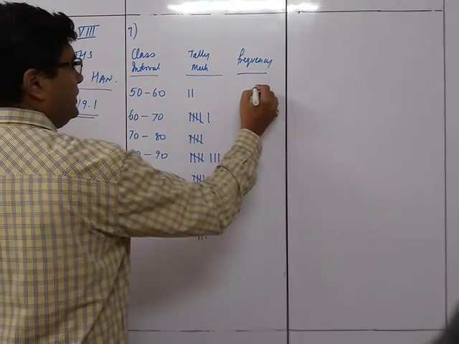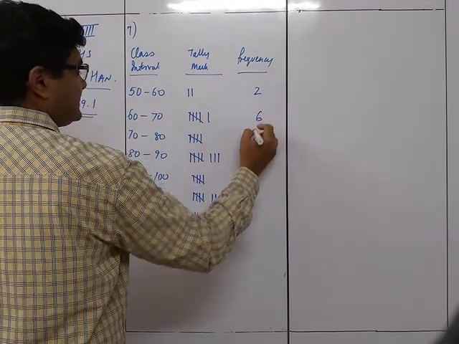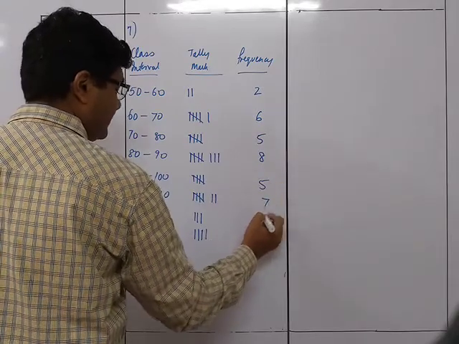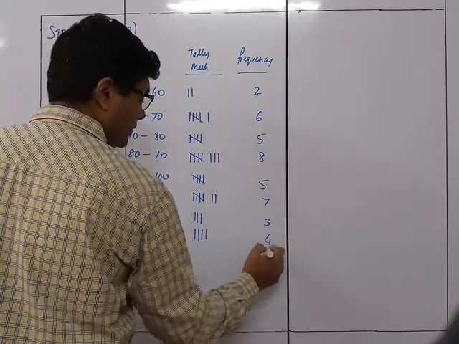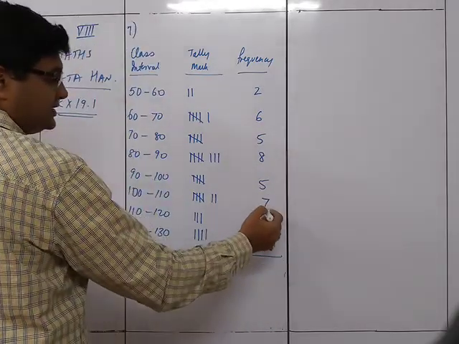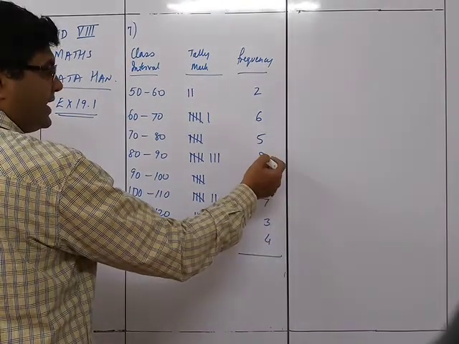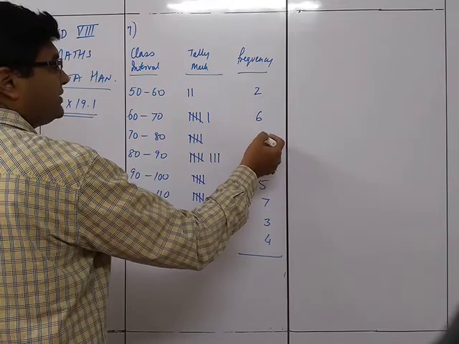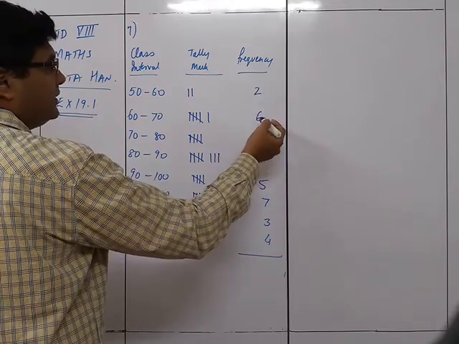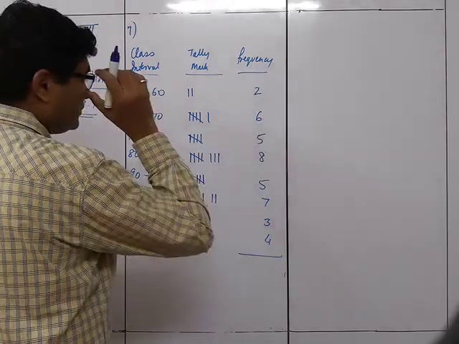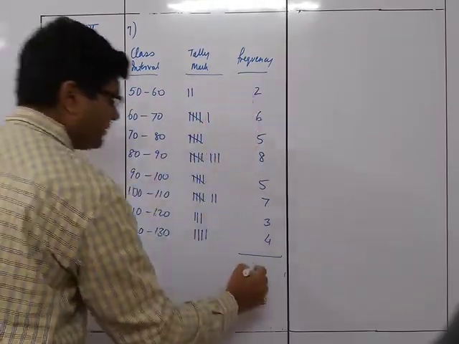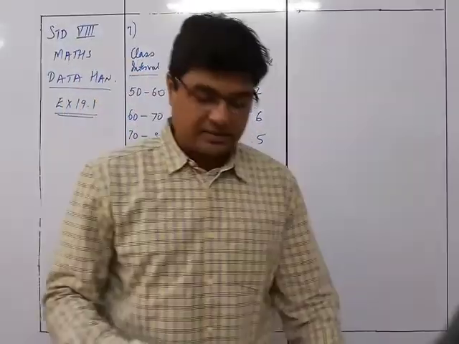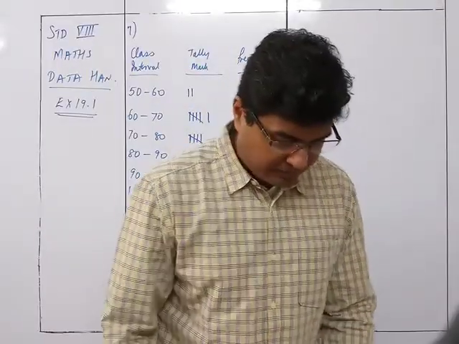So that gives me 2, 6, 5, 8, 5, 7, 3, 4. Let's total it up. This is 10, 19, 19 plus 8 is 27, 27 plus 11 is 38, 39, 40. Yeah, that just tells me that we have not missed out anything.